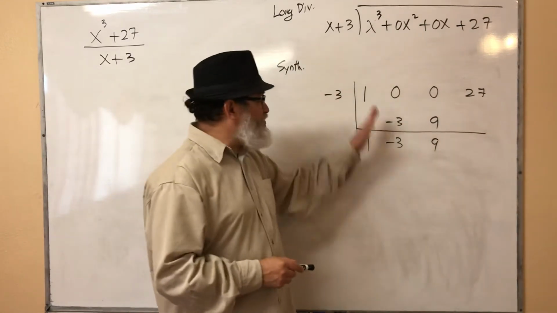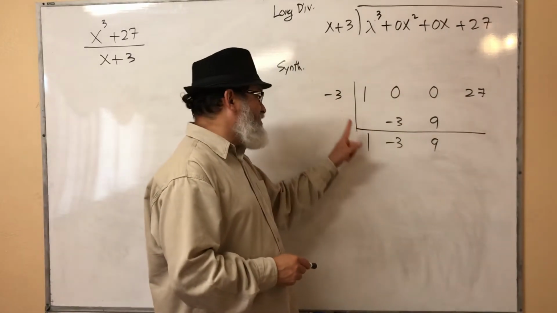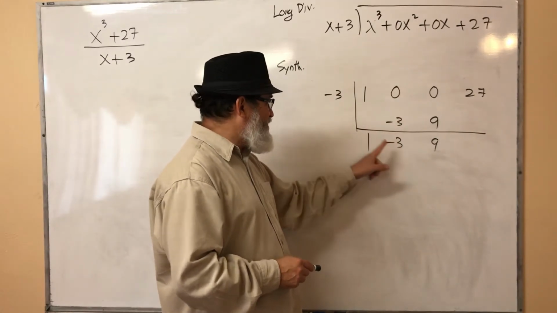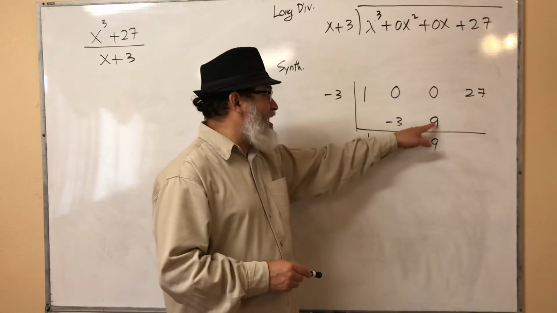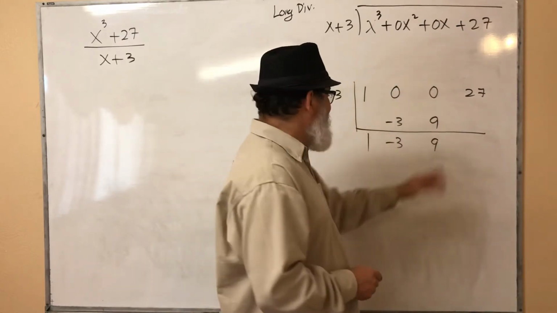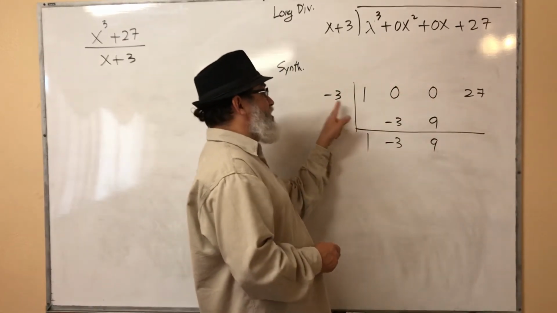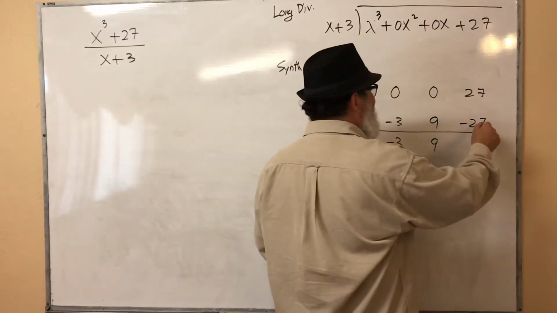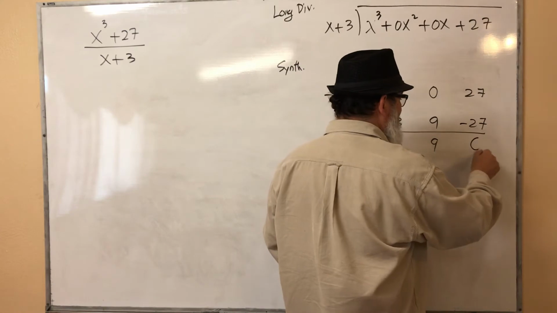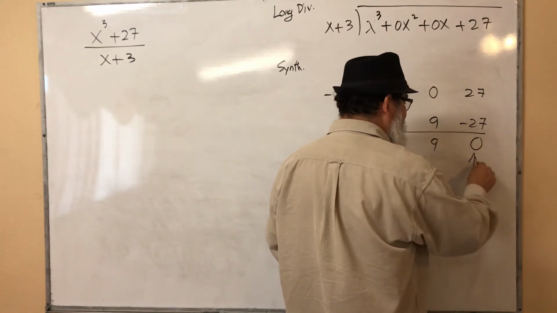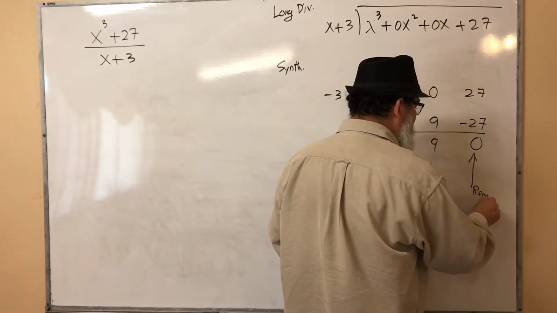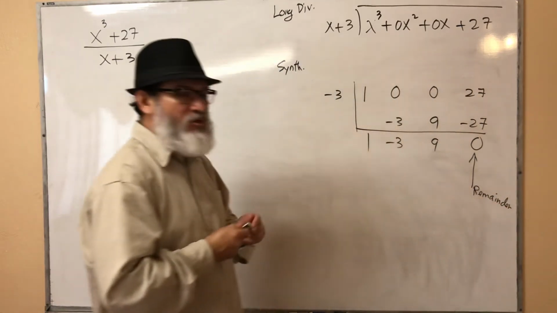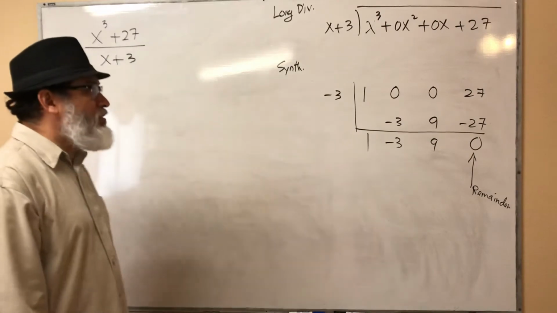So first step is bring down and then multiply to get this. Add and then multiply negative 3 times negative 3 to get that. Add and then multiply negative 3 times 9 to get negative 27. And then add and you get 0. And this last one is the remainder. That's the remainder. There you go.